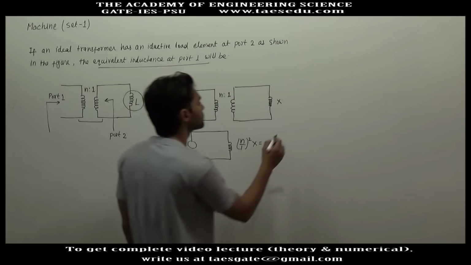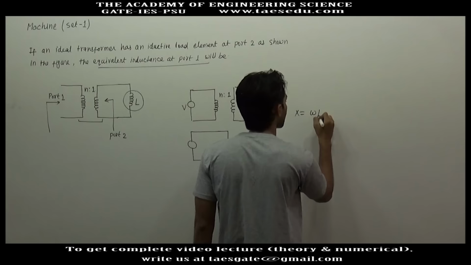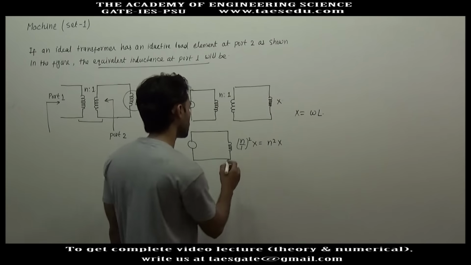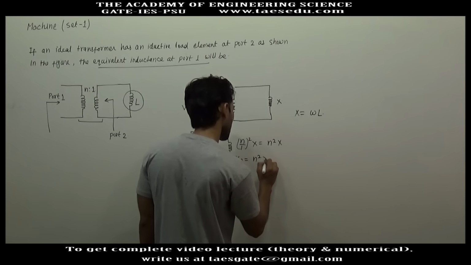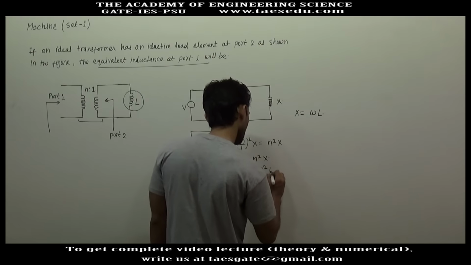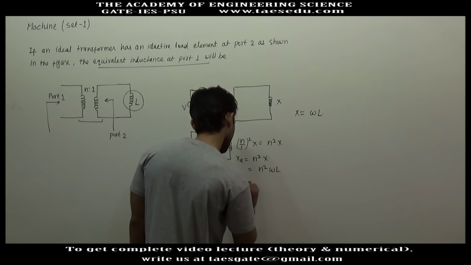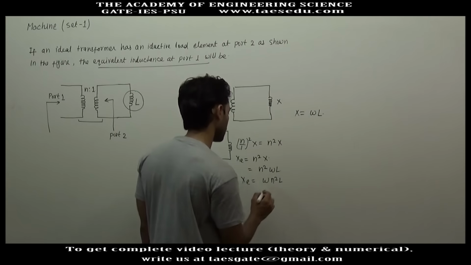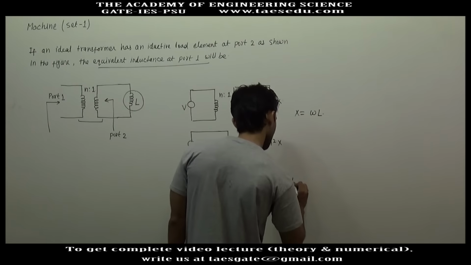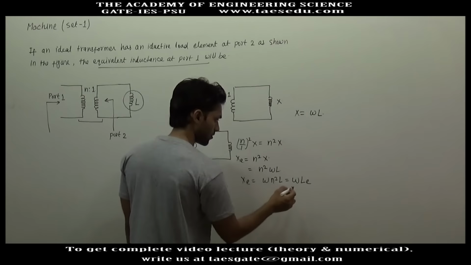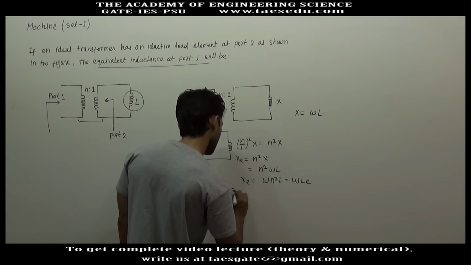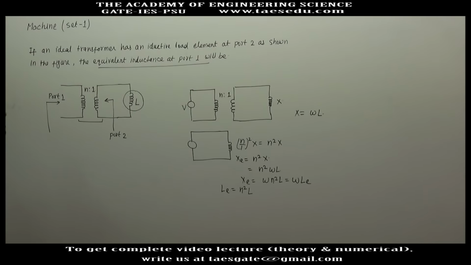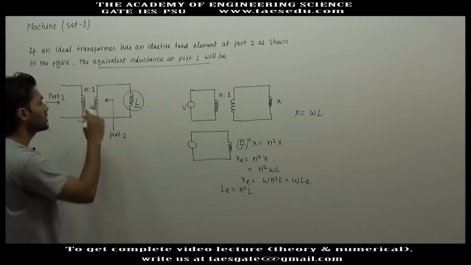Where X is omega into L. So here X equivalent is n square into X. This is n square omega into L. So X equivalent is omega n square L, or X equivalent can be represented as omega into L equivalent. Now if you compare, we get L equivalent is equal to n square into inductance. So inductance will increase according to the turn ratio.